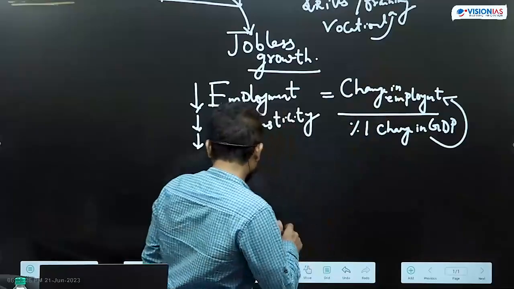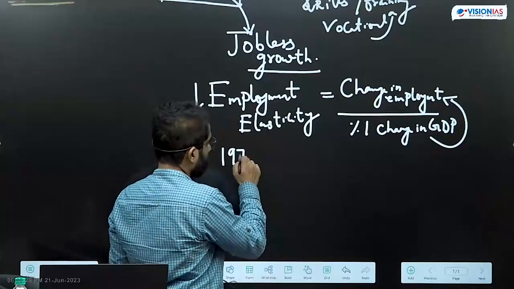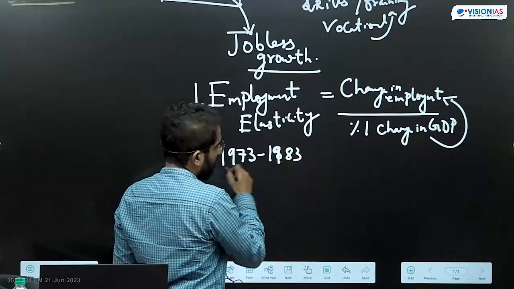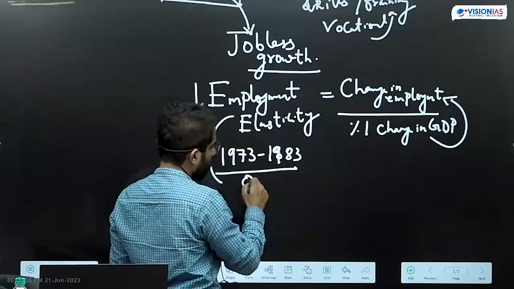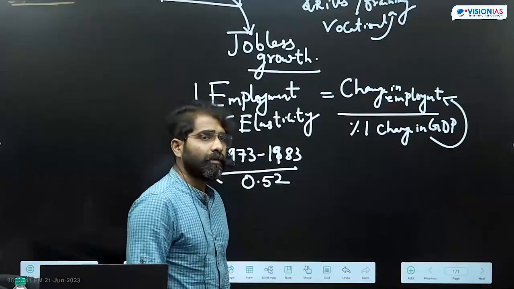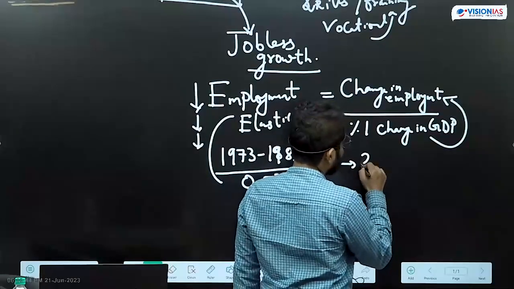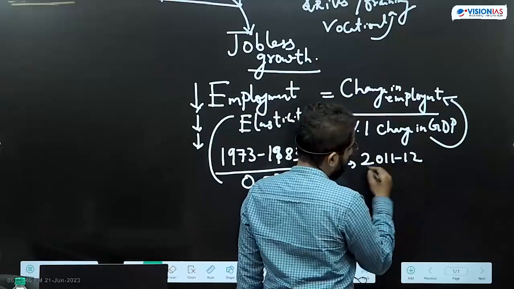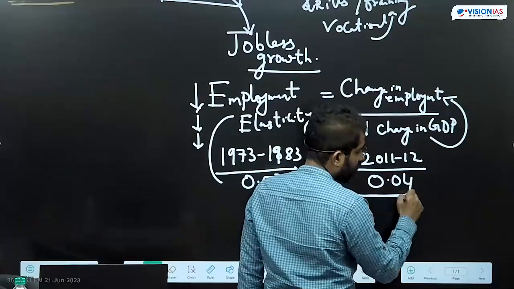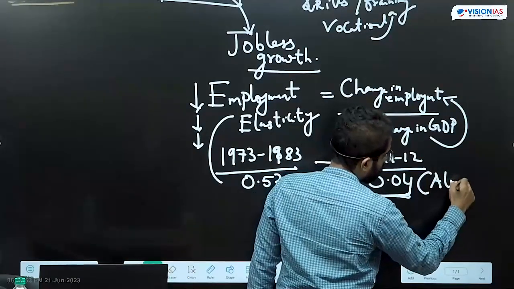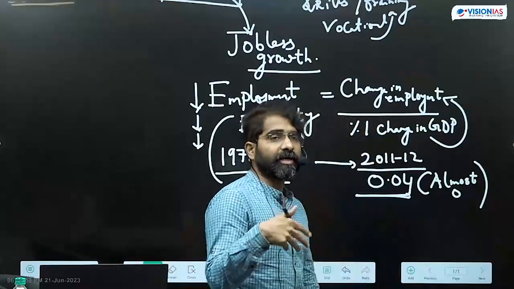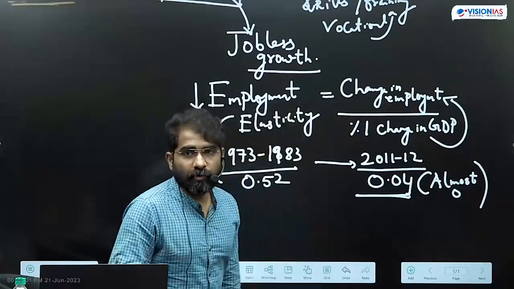So if I take the data, from 1973 to 1983, employment elasticity was 0.52. But by the time of 2011-12, employment elasticity became 0.04. 0.04 means this is almost zero. That means no new jobs were getting created. Almost zero means no new jobs are getting created.